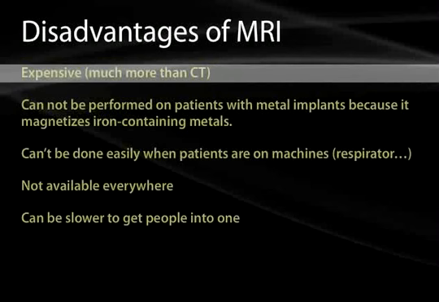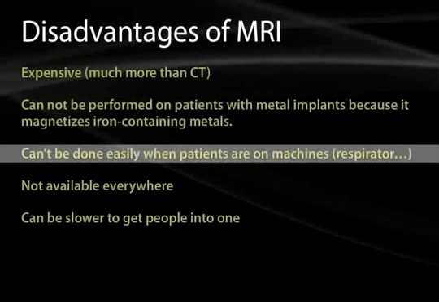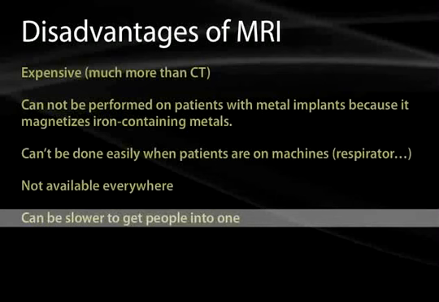What are some of the disadvantages? It's much more expensive and time-consuming than a CT. It cannot be performed on patients with any implants or magnetized or iron-containing metals. Can't be done easily when patients are on machines such as respirators because of the time it takes to do it and because those often have metal in them. And it certainly isn't available in every hospital. So you can actually take a long time to get people an MRI, where you have to really be sure that the wait is worth the time consumption.